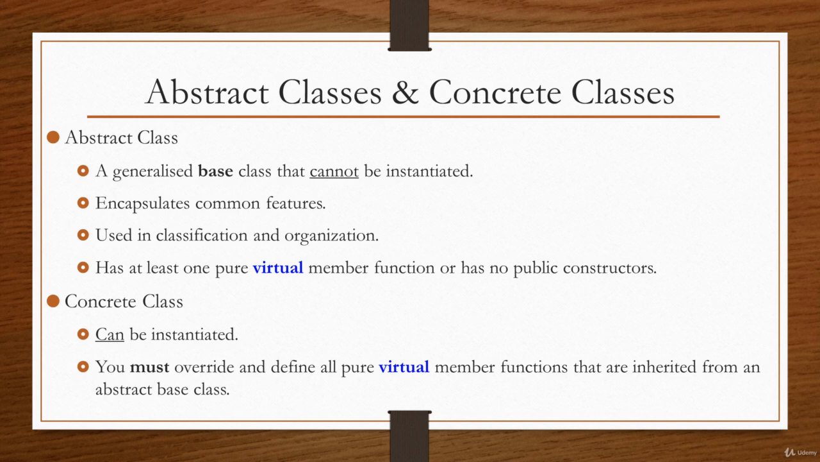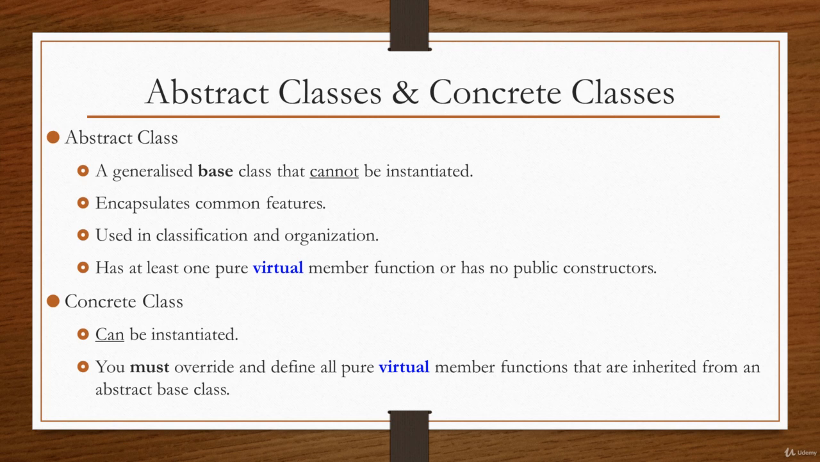And a quick summary on the differences between abstract classes and concrete classes. An abstract class is a generalized base class that cannot be instantiated. It encapsulates common features and is used in classification and organization. And you need to have at least one pure virtual member function or no public constructors for the class to be abstract, whereas a concrete class can be instantiated.